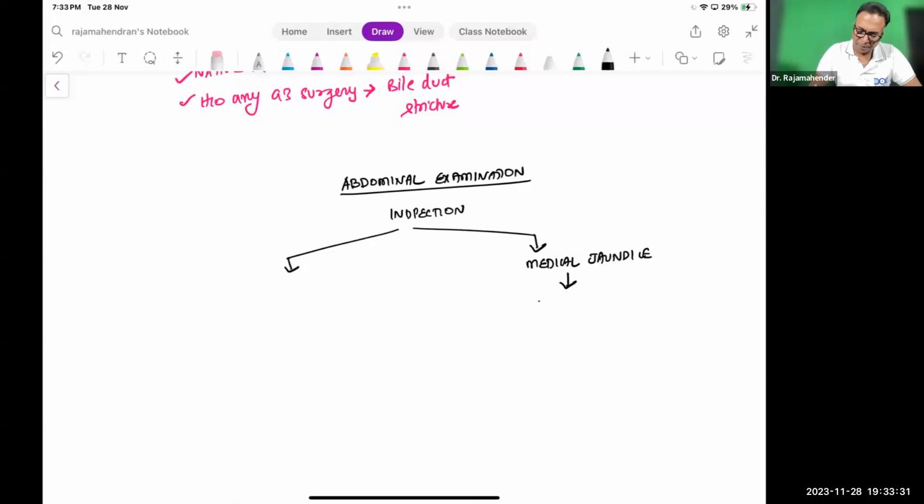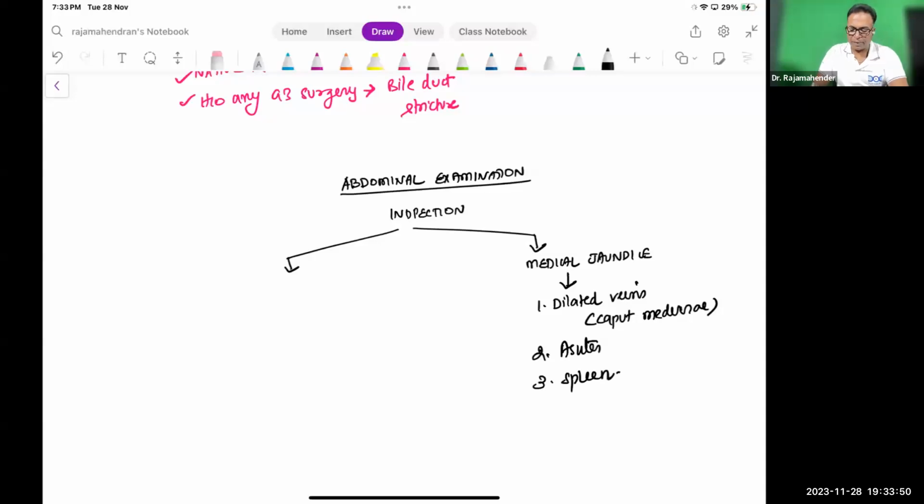There will be, number one, dilated veins coming towards the umbilicus, known as caput medusae. Then you can see ascites. Sometimes a massive spleen can be seen in the abdomen. So ascites, dilated veins, spleen, all these are classical findings in the abdomen in a medical jaundice.